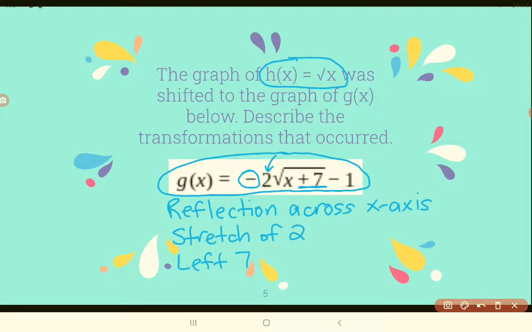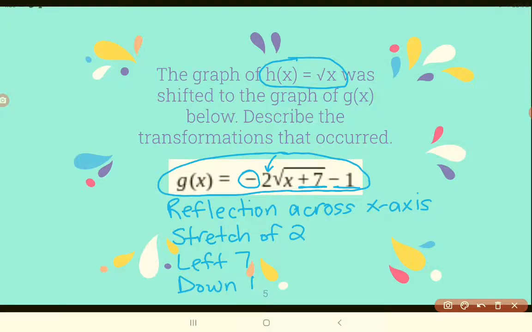Okay, so remember, again, I can't reiterate this enough. If there's a number and it's inside parentheses, if it's inside a square root, if it's inside absolute value bars, anything where it's inside with x, it swaps signs. My last number now is a -1. Well, that tells me that I went down 1.